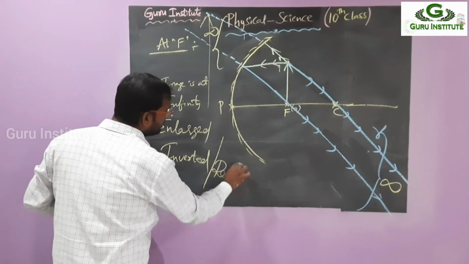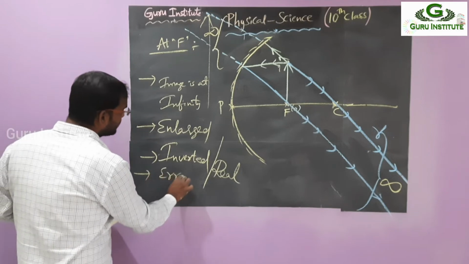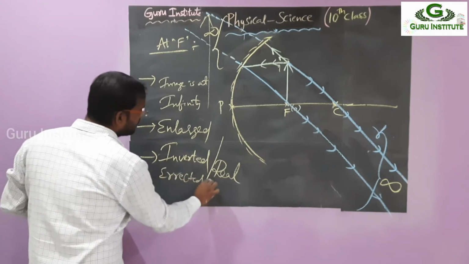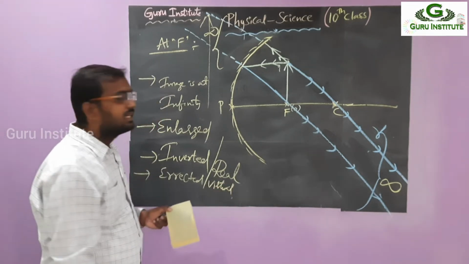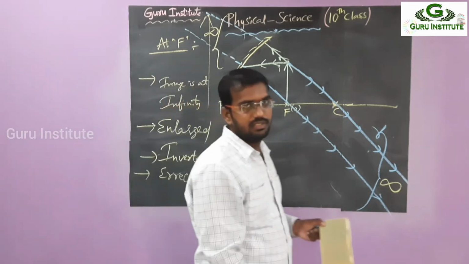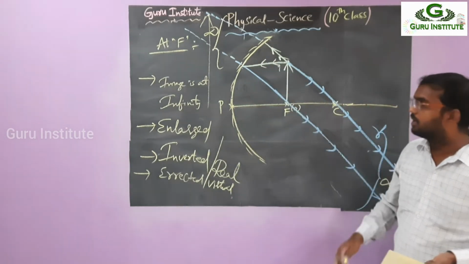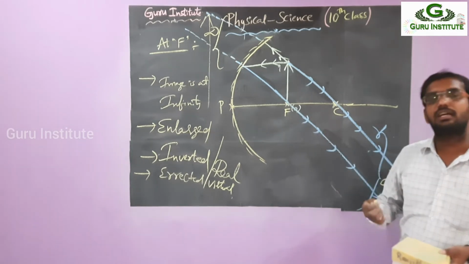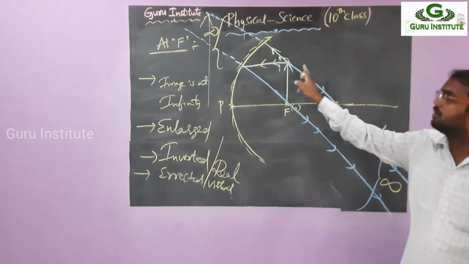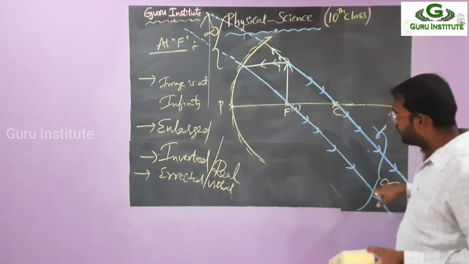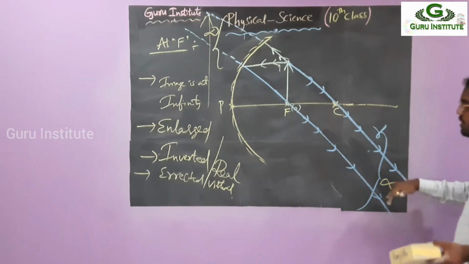So we can tell that it is a real image. Suppose if you take it as an erect image, you can call it a virtual image. So for this case, we can't tell exactly what the nature of the image is, whether it is erect or inverted. Both should be applicable. But since it is a concave mirror, we take it as a real, inverted image. Both should be possible. Just observe: parallel to principal axis, passing through focus, and passing through focus is not possible. So I am taking the center of curvature, but both are parallel to each other.